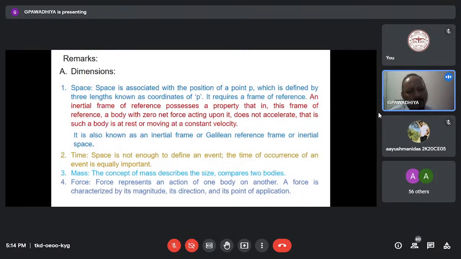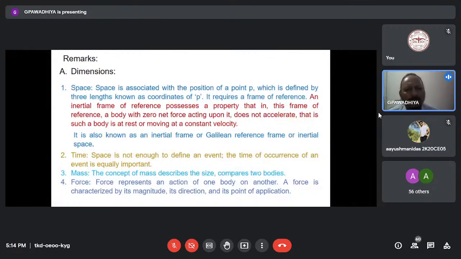Let me comment something on these dimensions. First, let's discuss space. Space is associated with the position of a point P, which is defined by three length coordinates, known as the coordinates of that point P. It requires a frame of reference. Frame of reference is very important in these mechanics studies. One frame of reference which we'll stick to is the Newtonian frame of mechanics.